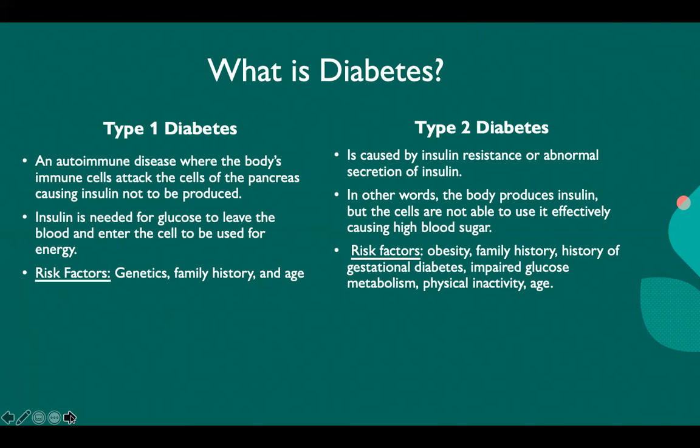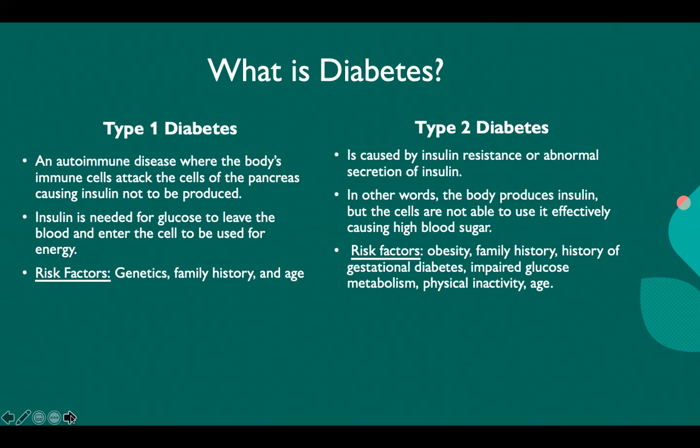And then type 2 diabetes is caused by insulin resistance or abnormal insulin secretion. In other words, the body produces insulin, but the cells are not able to use it effectively, which causes high blood sugar or high glucose.